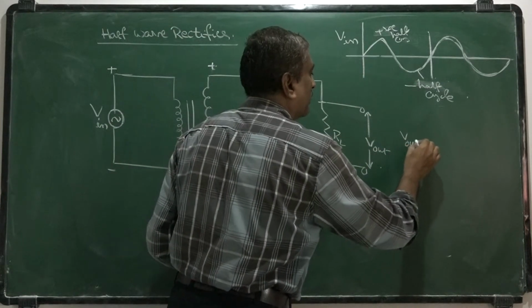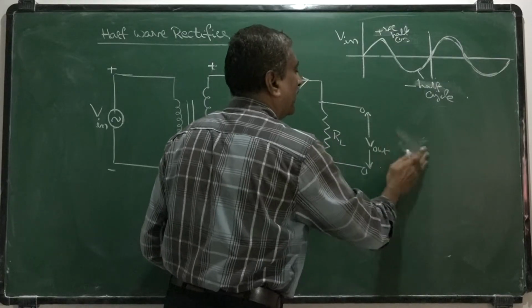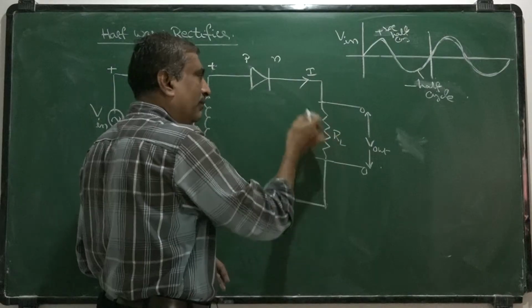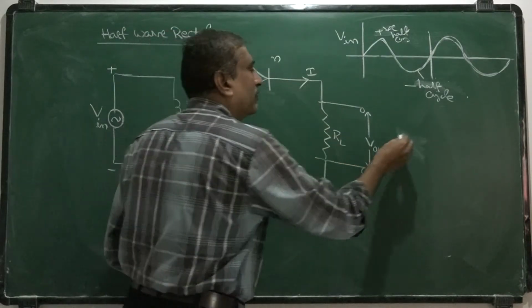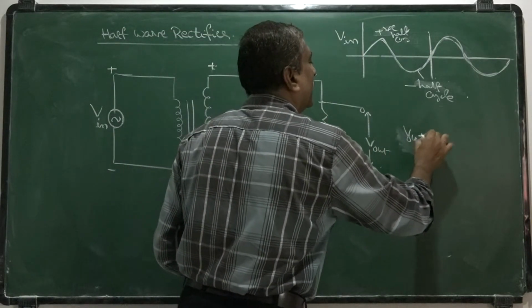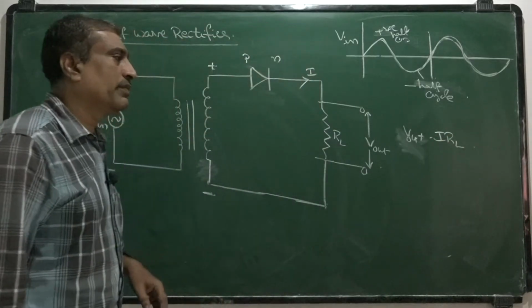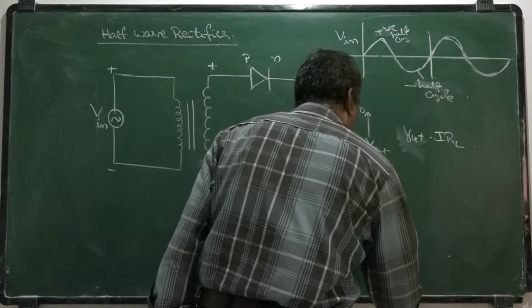We get the output voltage across it. Suppose we assume I is the current passing through this PN junction diode, then this V output is equal to I into RL. Okay. Now the output will be like this.